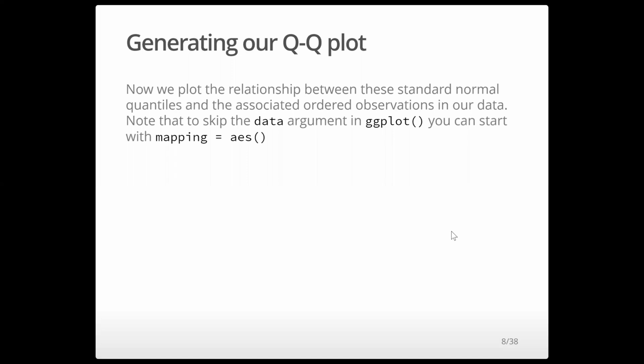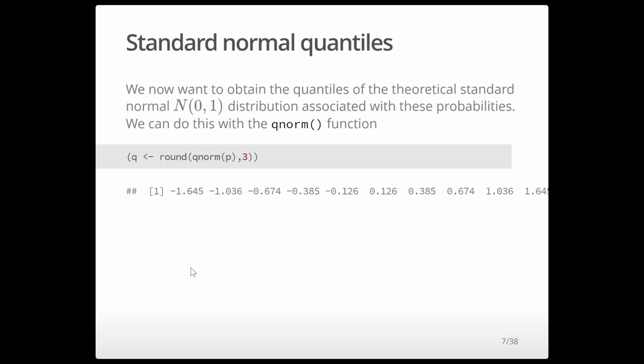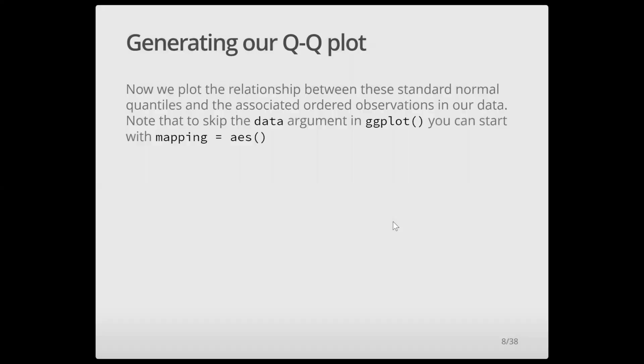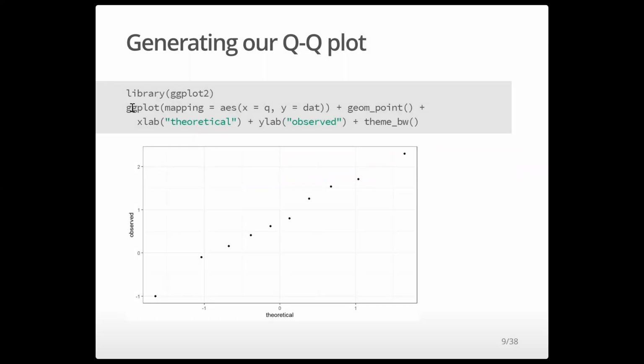So now what we want to do is compare our observed values to our expected quantiles of the standard normal distribution. And ideally, these will be highly correlated, and that's what a QQ plot does. So we're going to skip the data argument here in ggplot. To do that, we just go directly to mapping, which we often leave out. But here, we're going to start with mapping equals aes.